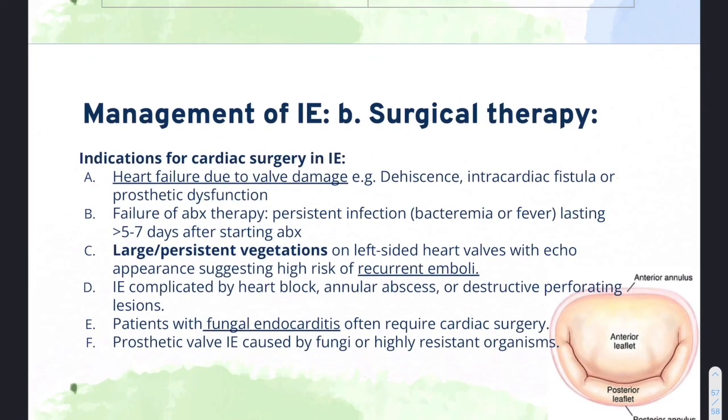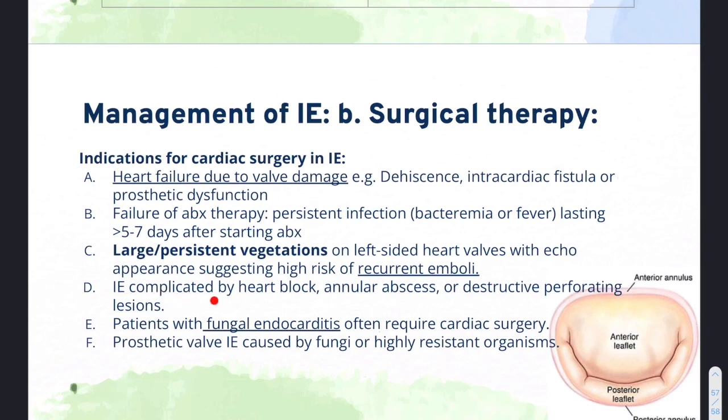And there would be indications for cardiac surgery in infective endocarditis if there is heart failure due to valvular damage, dehiscence, endocardial fistula, prosthetic dysfunction, or failure of antibiotic therapy because of persistent infection, bacteremia or fever lasting more than 4 to 7 days after starting antibiotics. Or if there is large or persistent vegetation on the left side of the heart valve with an echo appearance suggesting a high chance of recurrent emboli. So you really want to prevent the complication of embolism.